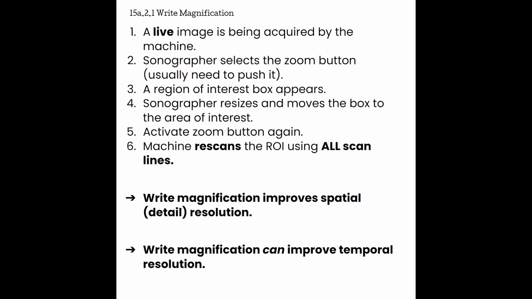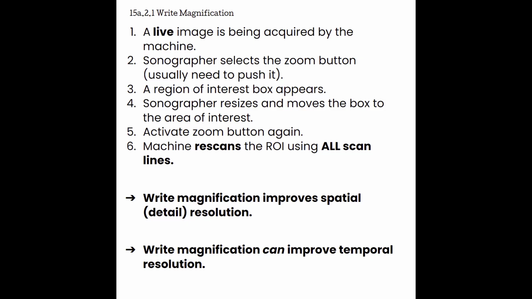Next, as a sonographer, you're going to select the zoom button. Usually this means pushing it in. So you push the button in, and what pops up is a box, and that box is called your region of interest. As a sonographer, you're going to resize that box and move it to where you want the zoom to occur. You're going to activate the zoom button again, which is typically another push of the button. And then, this is the important part, the machine is going to rescan just that area you've selected using all the scan lines, using all the pixels.